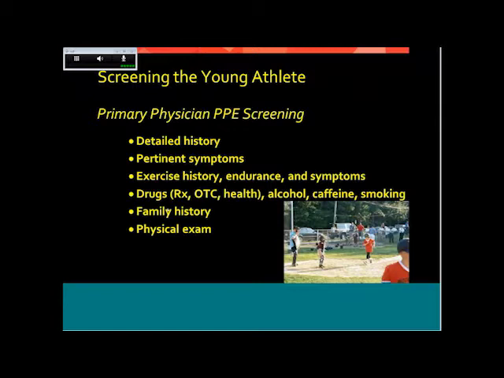I'm going to ask them about certain drugs, prescription stimulants, over-the-counter health supplements that they won't tell you about unless you ask if they're using them for bodybuilding. Family history is important, since many of these arrhythmic disorders are inherited. And unfortunately, there's not much you're going to find on a physical exam for arrhythmias. Most of the physical is essentially normal, other than perhaps Marfan syndrome.